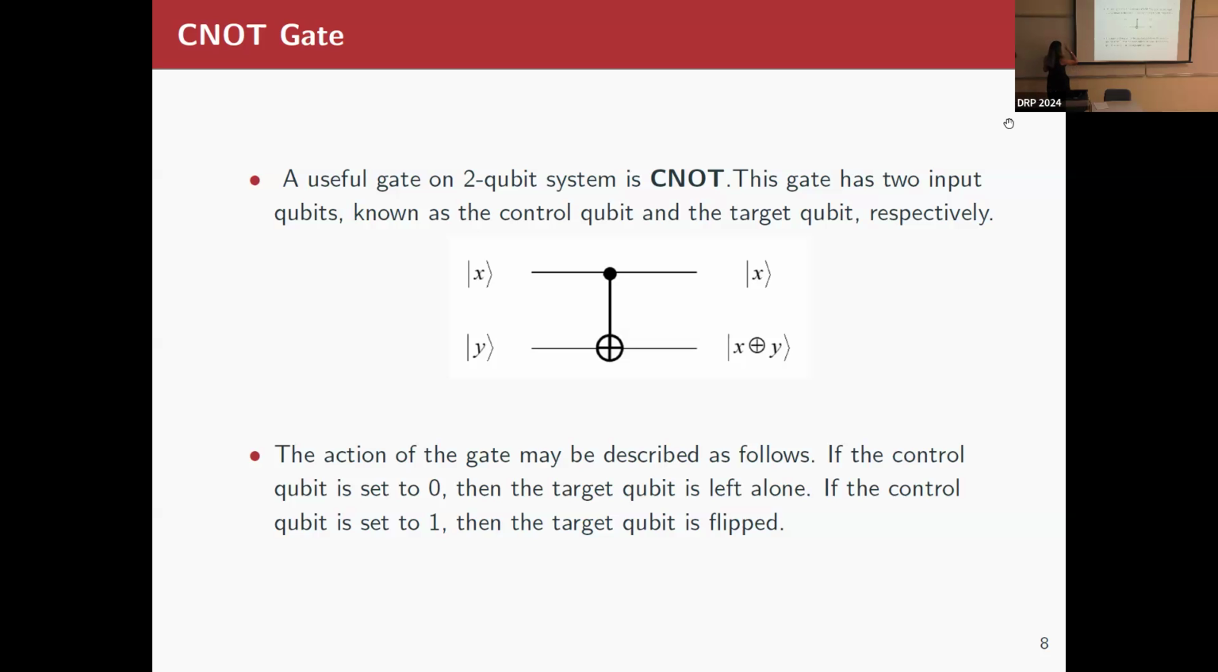Then we apply the controlled-NOT gate. This is actually cool. If our control qubit is 1 and the target qubit is 0, yeah. Target qubit is 0.